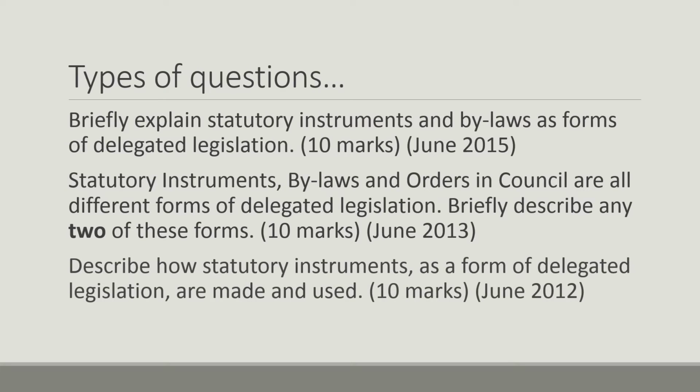The final sort from June 2012 is where they ask you to describe one form for 10 marks. So clearly you'd need to write more about one particular sort. They've also one year given you a choice and asked you to write for 10 marks. I would recommend writing about statutory instruments as there is a little bit more to write, and I will deal with this in a separate video.